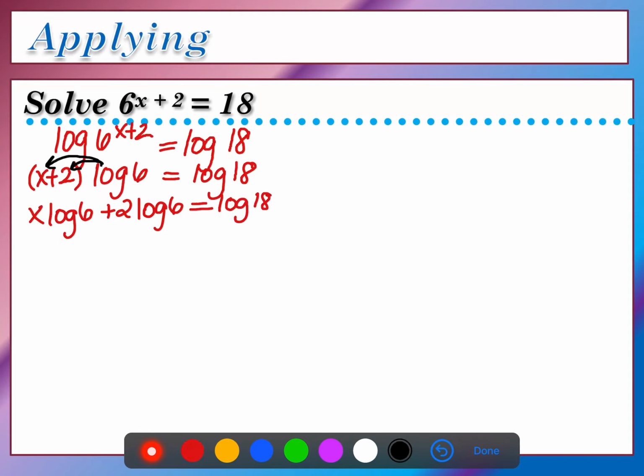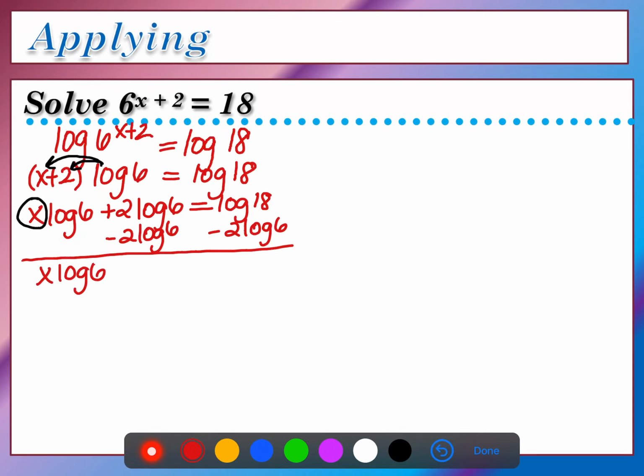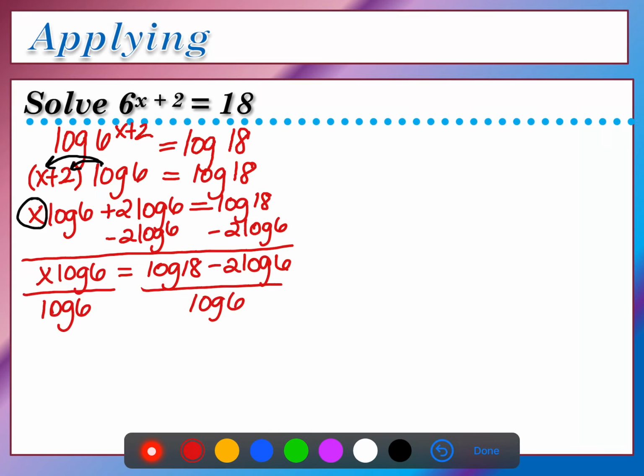All right, so remember, we're trying to solve for x. So why don't I go ahead and get rid of 2 log 6 to the other side. That has no variable. It's not connected to that term. Let's just get rid of it. All right, and then to fully solve for x, I'm going to divide by log 6.